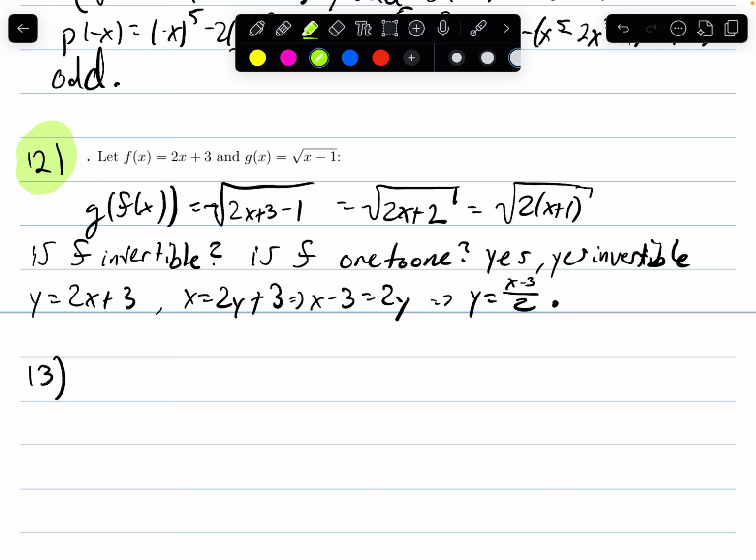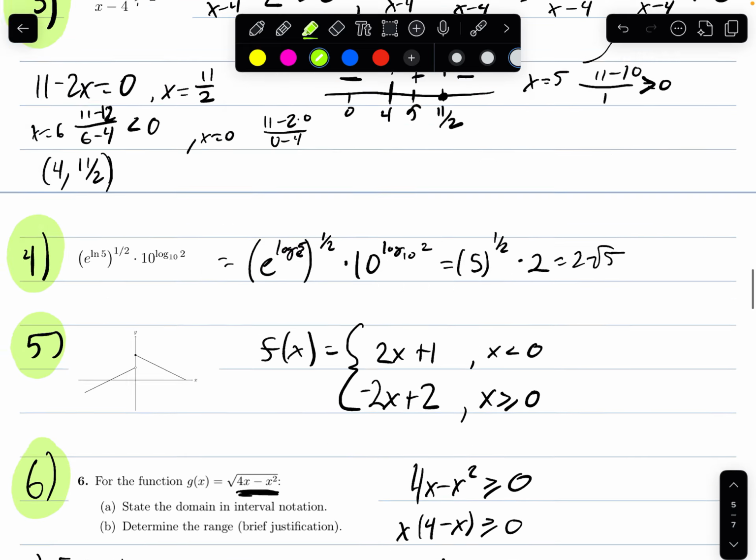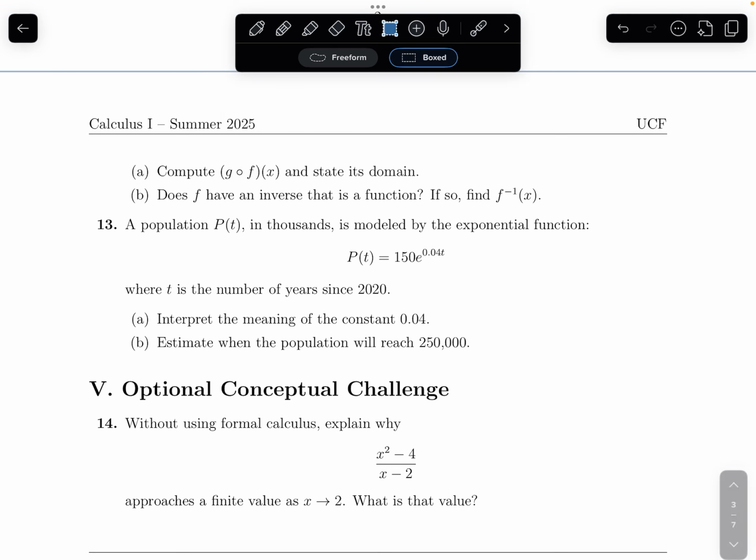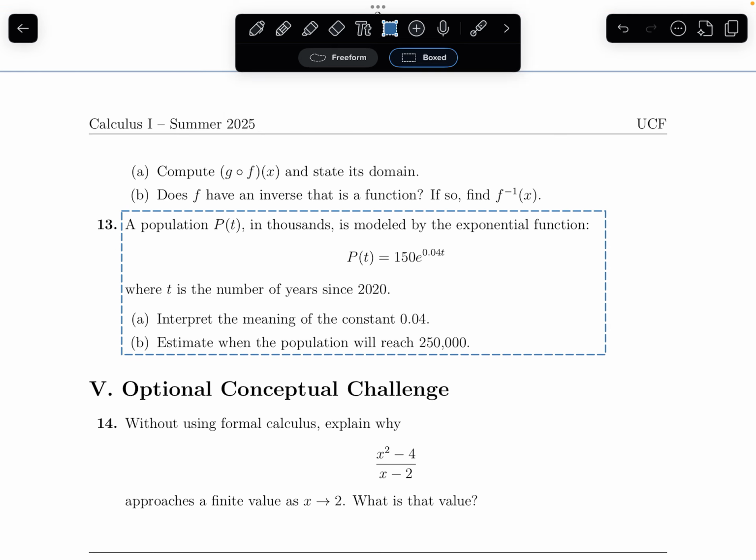13. Oh, second to last one. Population is modeled like this.